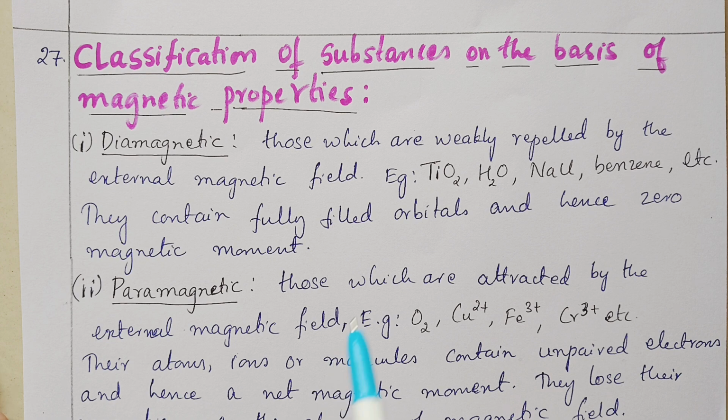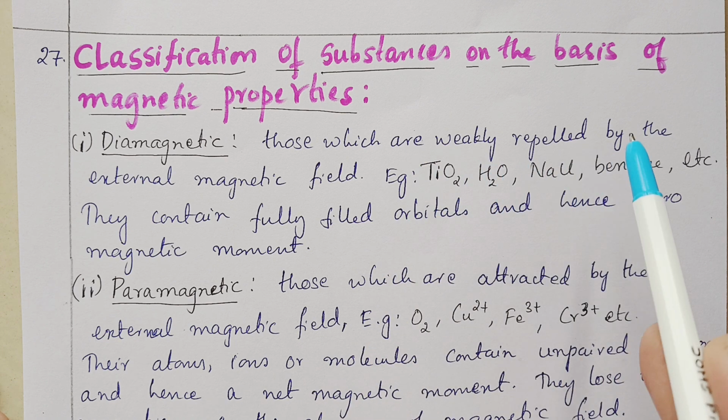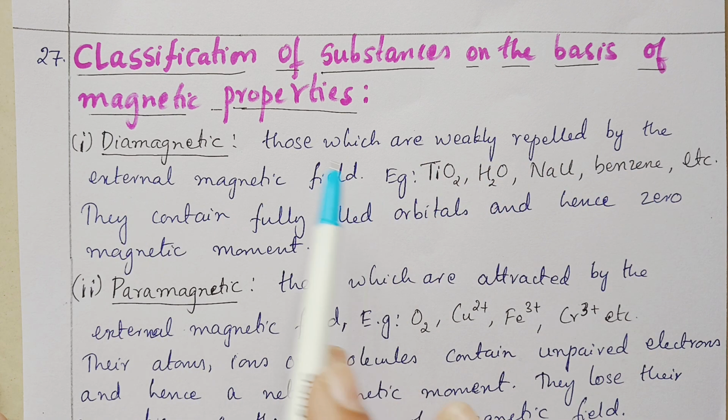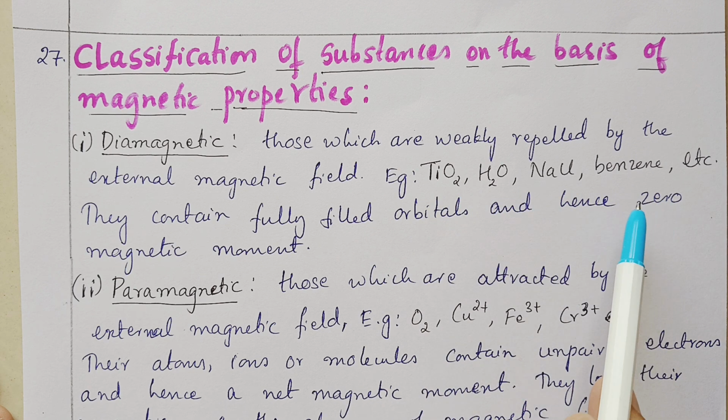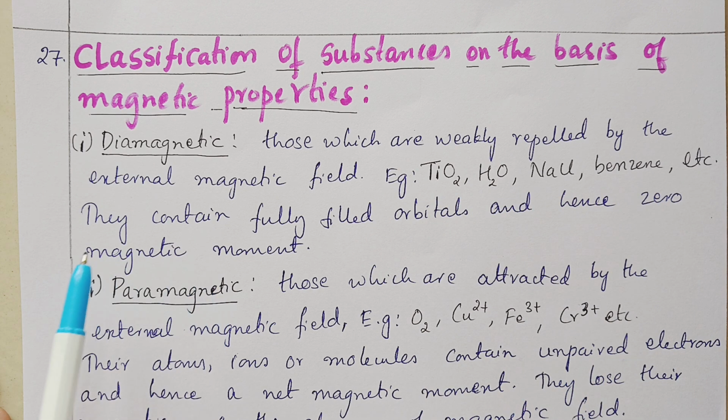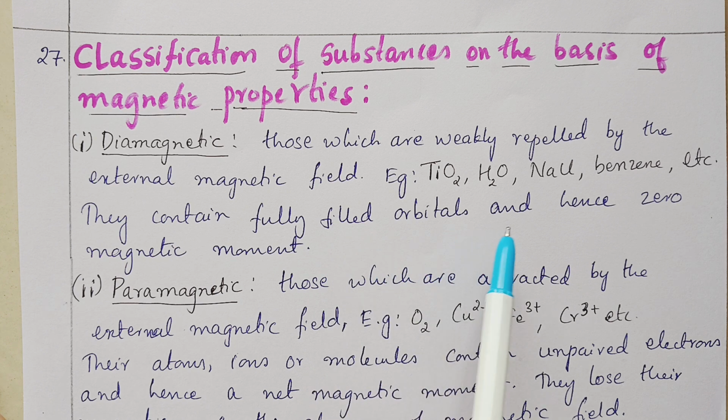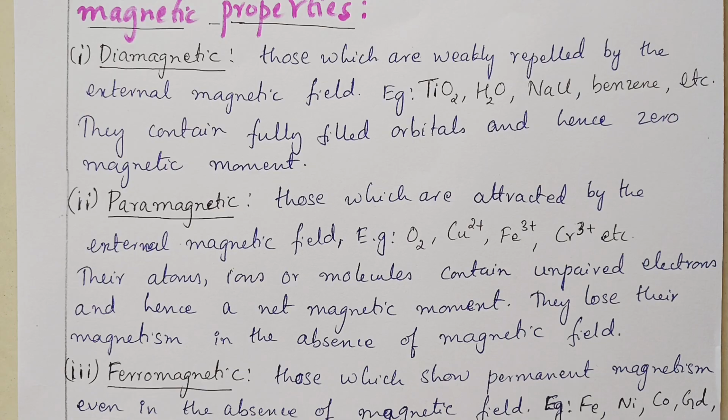The substances which are weakly repelled by the external magnetic field are called diamagnetic substances. Examples for diamagnetic substances are titanium oxide, water, sodium chloride, benzene, etc. They contain fully filled orbitals and hence they have zero magnetic moment. They do not have unpaired electrons.